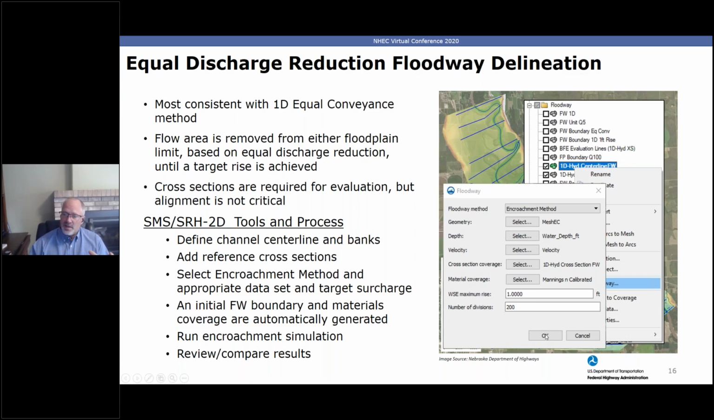Once you click OK, currently SMS automatically delineates that floodway, creates the materials coverage, and it's all ready to run an encroachment simulation.